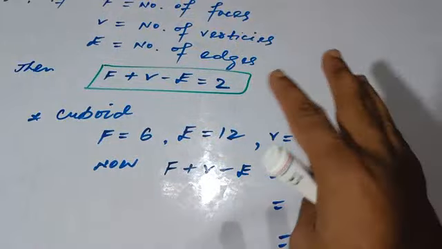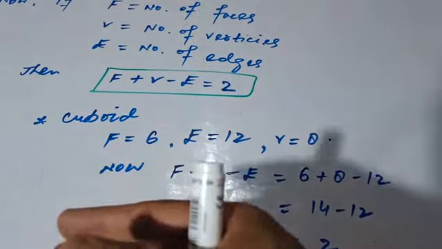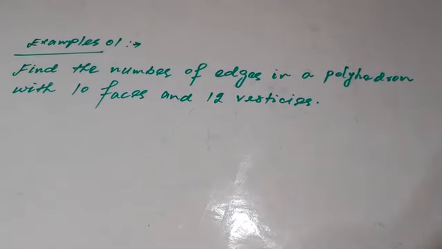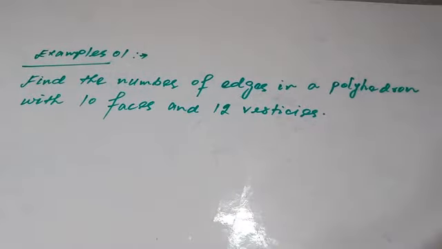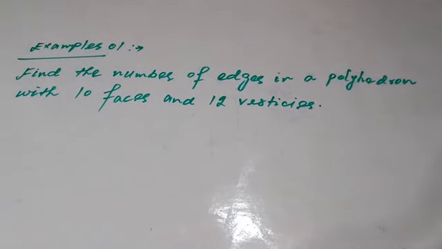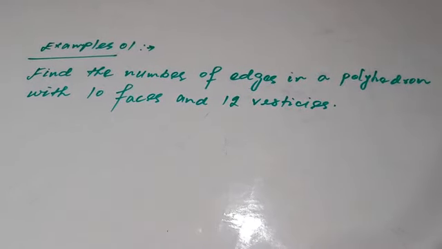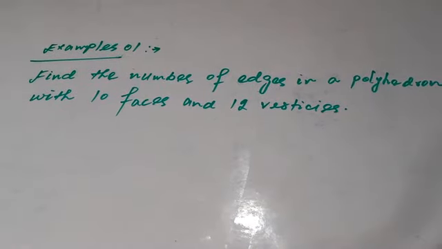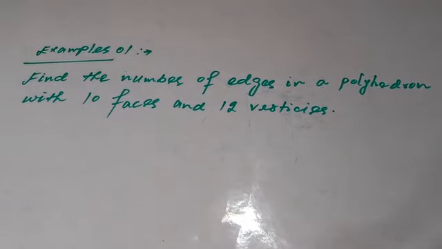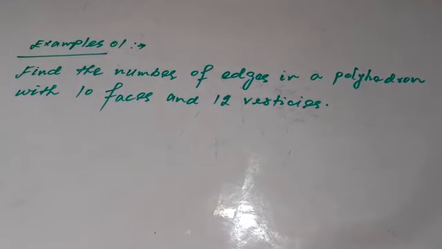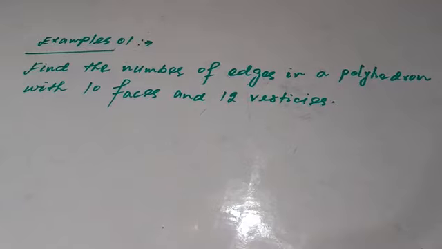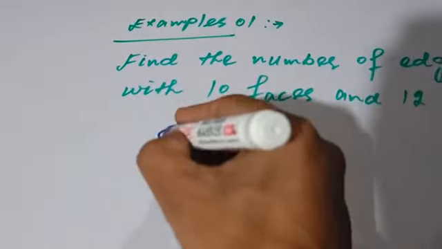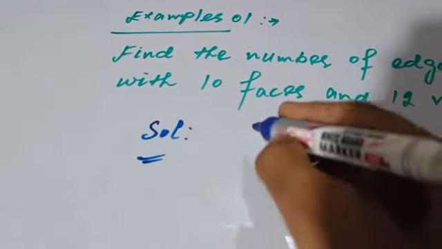Similarly, it will hold for all such figures which are polyhedrons. Now students, let's take one or two simple examples to understand this Euler's formula more. We have an example here. We're being asked to find the number of edges in a polyhedron with 10 faces and 12 vertices. That means the number of faces and number of vertices are given. We're just supposed to find the number of edges. So let's solve it. Simple.